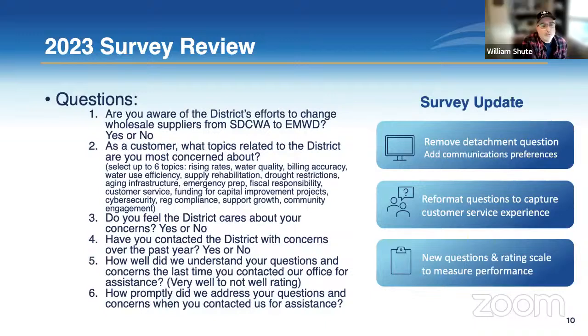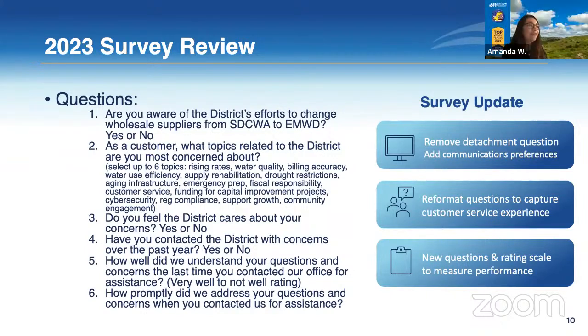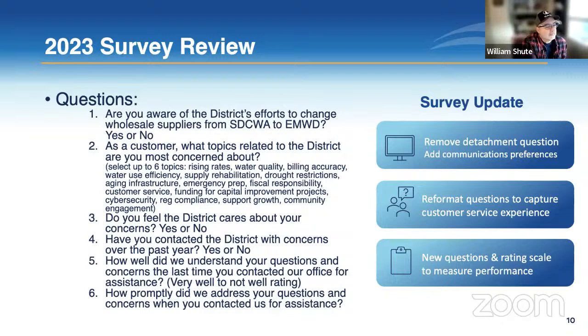Were those spread out, sprinkled through the choices, or were those the top 6? Yeah, the order that we have here is the order of the rating that we received in the survey. So rising rates, water quality, billing accuracy, water use efficiency, supply rehab, and drought restrictions were our top responses from our survey.